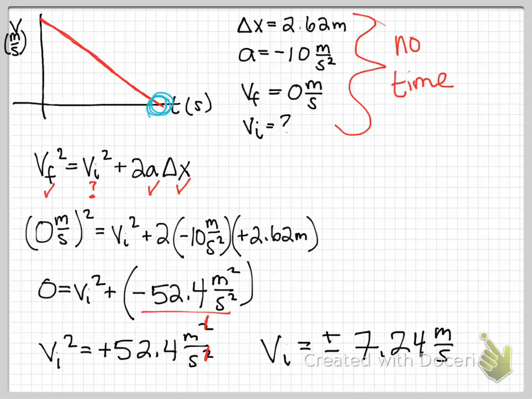And last but not least, looking at this answer, only one of these can be correct, positive or negative. When I look back at my graph, I see that my initial velocity according to the graph was a positive velocity greater than 0, which makes sense because my kangaroo is jumping up. And that means I'm going to eliminate my negative velocity as a possible answer. And so what I'm left with is that the kangaroo's initial takeoff speed was positive 7.24 meters per second.